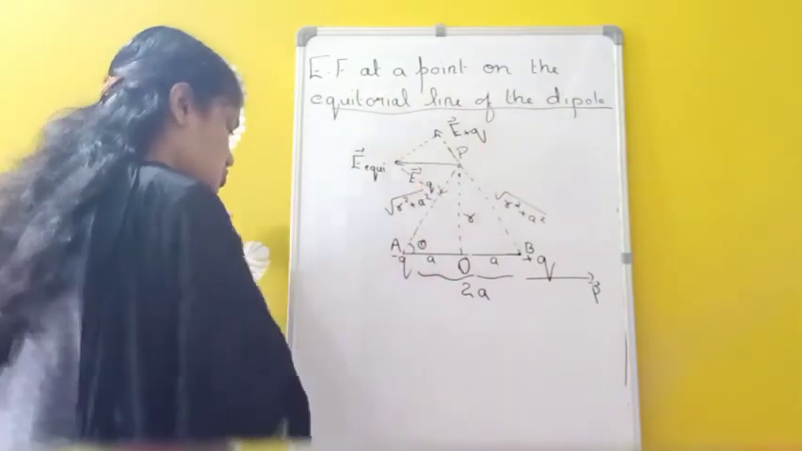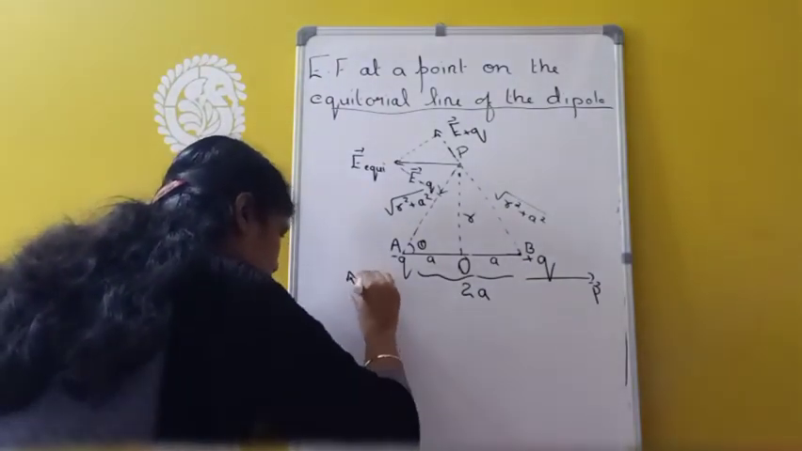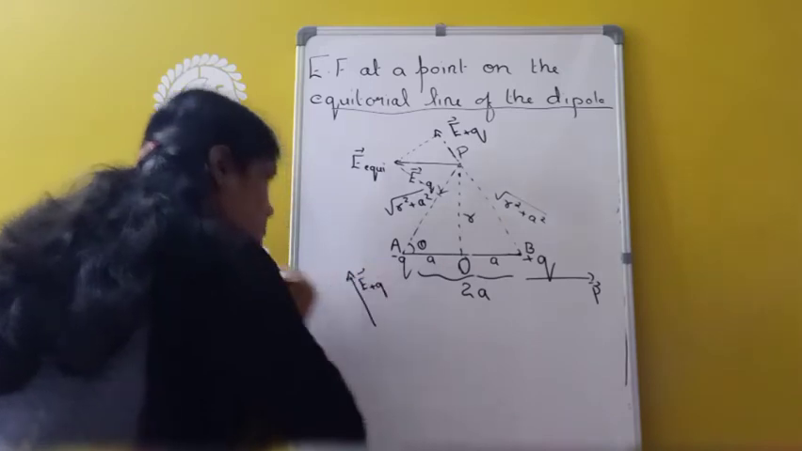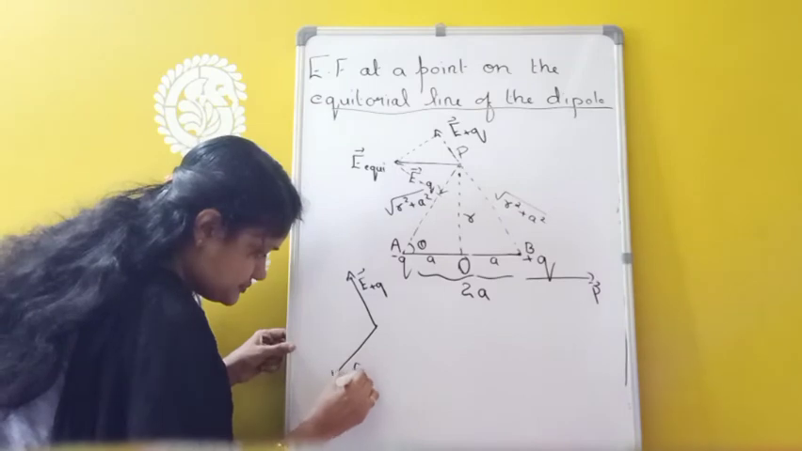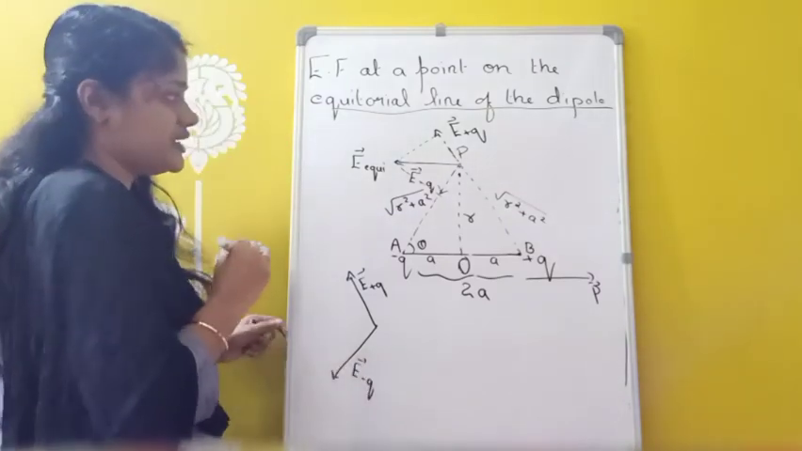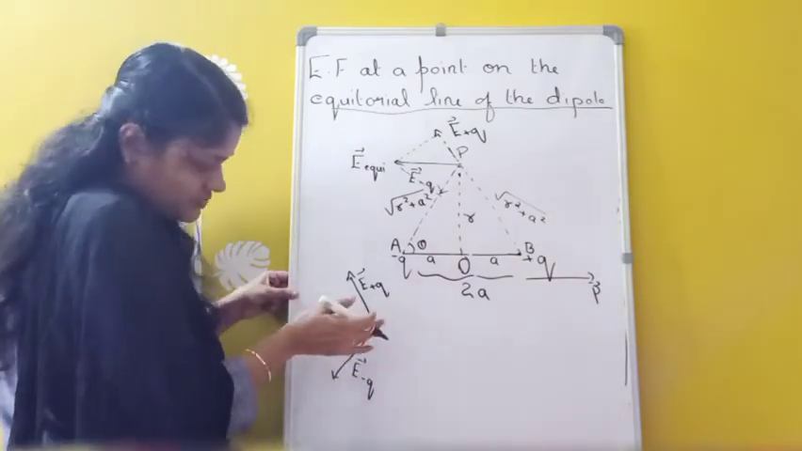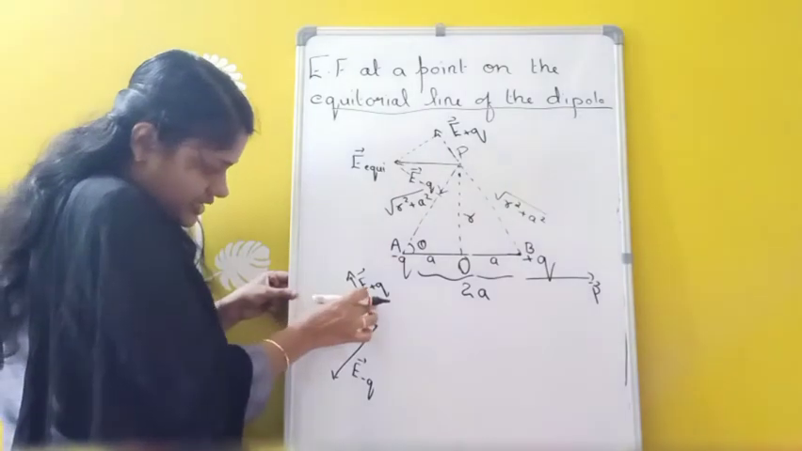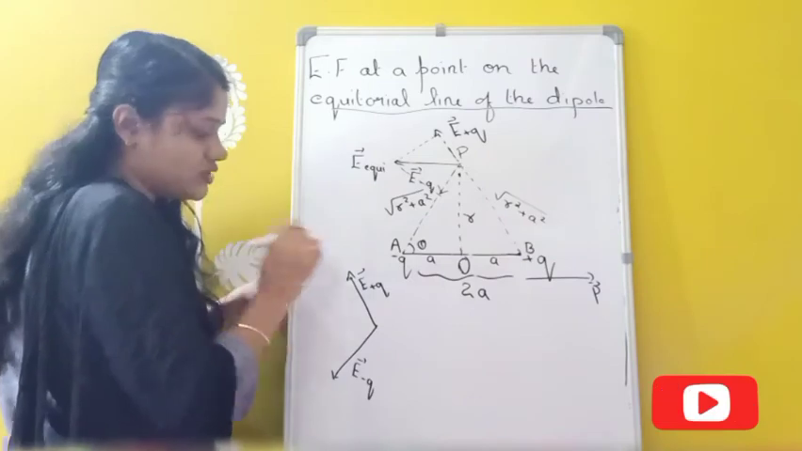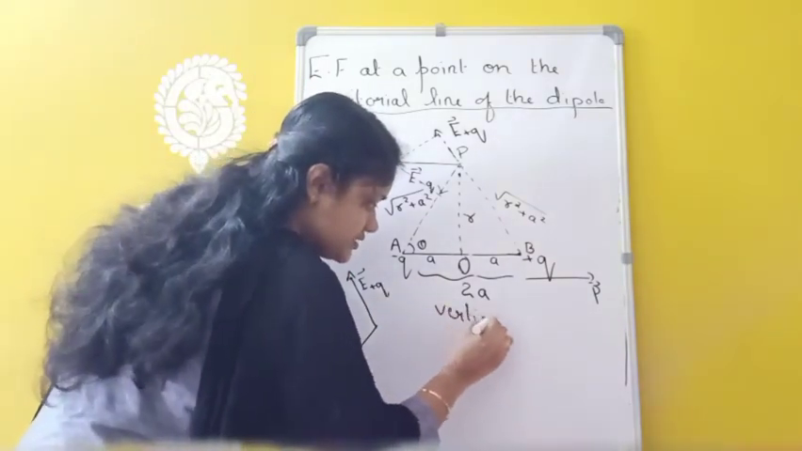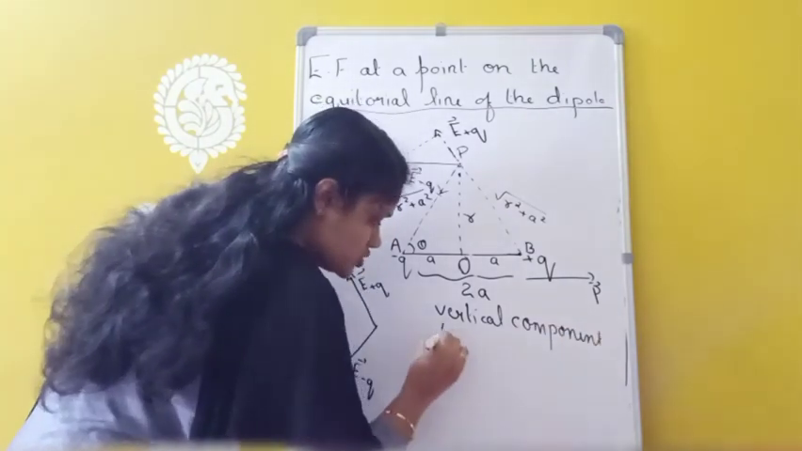So this is E plus Q. E plus Q is acting like this and E minus Q is acting like this. This E plus Q and this E minus Q are in a plane. These are two vectors only, and they are in a plane, and we can resolve these vectors into two components. One is a vertical component and another one is a horizontal component.